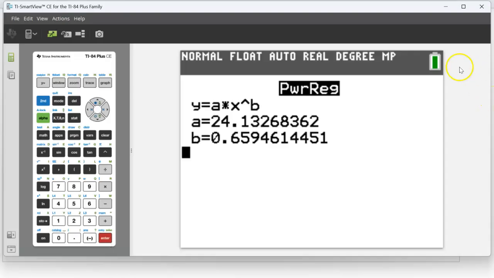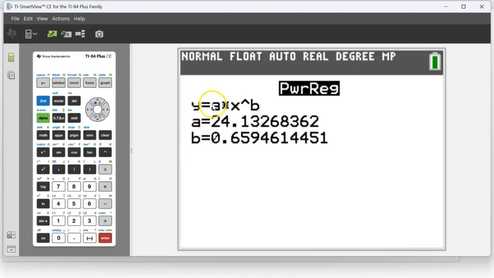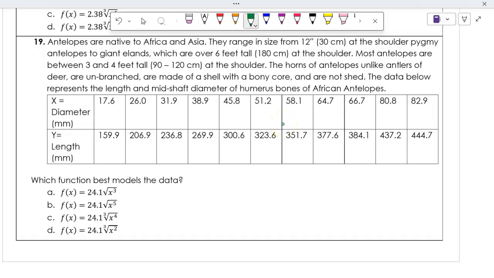Now, notice right here at the top of the screen, it says y equals a times x to the exponent of b. So let's come back here into what we've got on our screen. So it's y equals a times x to the power of b. It doesn't quite look like these problems. These are square root problems, or even cube root problems. Well, let's see what we can figure out.